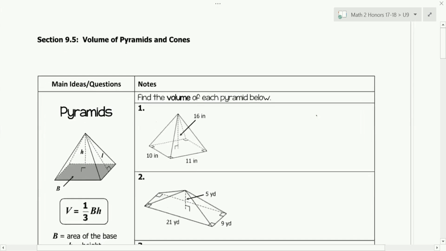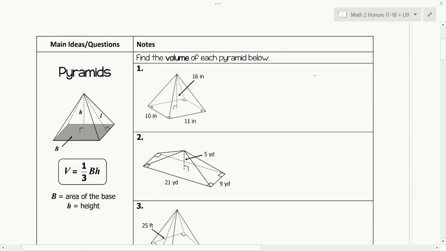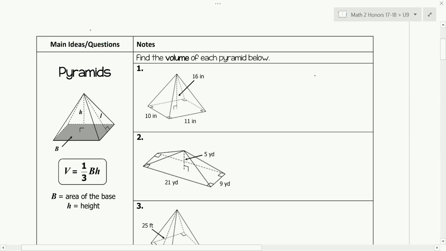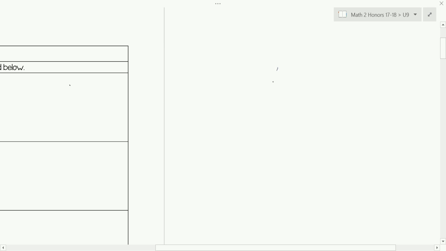So section 9.5, volume of pyramids and cones. A pyramid, if you were to draw or construct a pyramid, starts with a base. It's a lot easier to find the base of a pyramid than it is to find the base of a prism. So you start with a base, and your base could look like anything. I'm just creating some irregular shape here that we don't know. But the base for us will be something that we can find the area of.